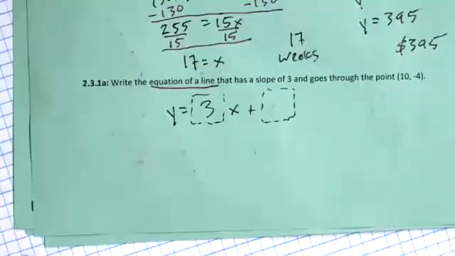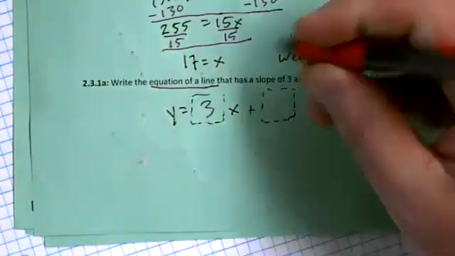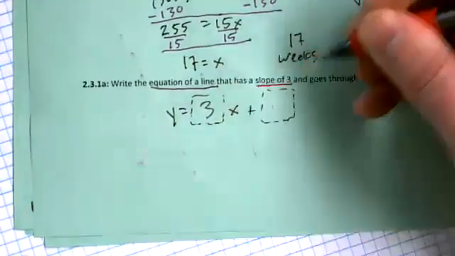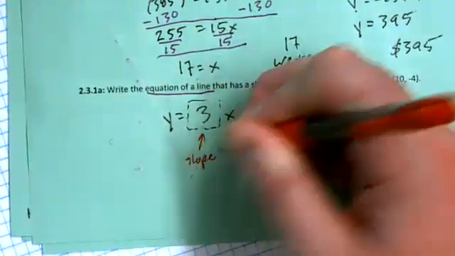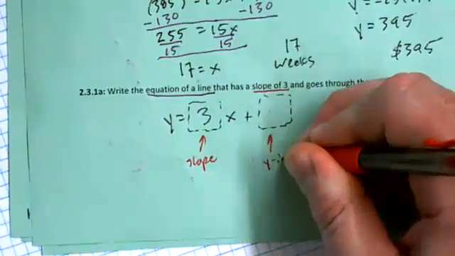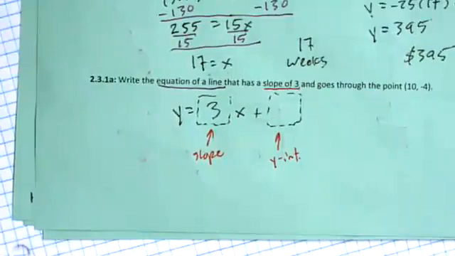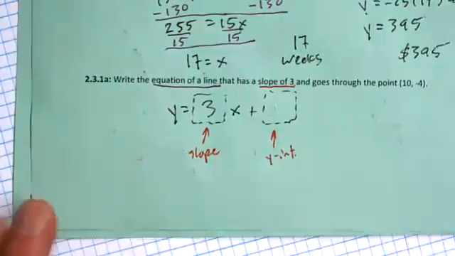All right, so we already started this problem on Thursday last week. We're trying to write the equation of a line, so I've set up what mine looks like. And last week we said, well, if I know I've got a slope of 3, then I know that goes right here. This is my slope. All I need to figure out is my y-intercept, and I'm home free. So I've got half of what I need to write my equation already. How are we going to find our y-intercept?